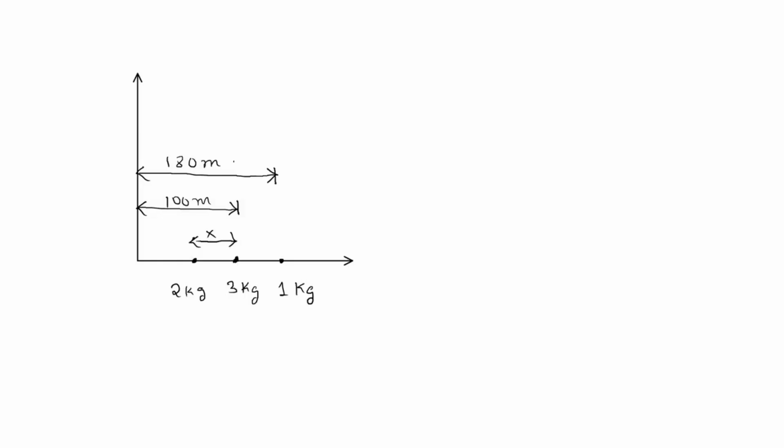Now the position of the center of mass is not affected by the internal forces. Here the 3 kg mass breaks into 1 kg and 2 kg. The breaking of the mass is due to internal forces. So the position of the center of mass of the system remains at 100 meters from the catapult.